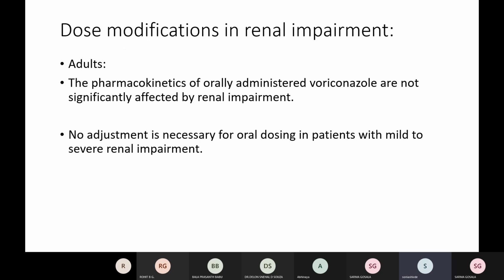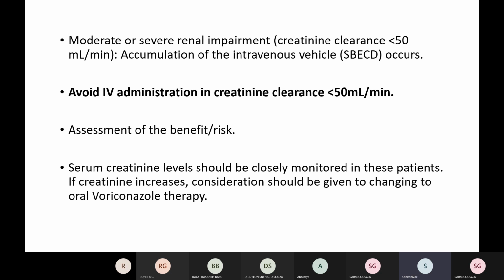Dose modifications in renal impairment. Pharmacokinetics of orally administered voriconazole is not significantly affected by renal impairment. So no adjustment is necessary for oral dosing in patients with mild to severe renal impairment. As I already mentioned, with creatinine clearance less than 50, avoid the IV formulation because accumulation of the intravenous vehicle SBECD occurs. And assessment of risk versus benefit, when we should give and when we should not give, should also be a case-based approach.